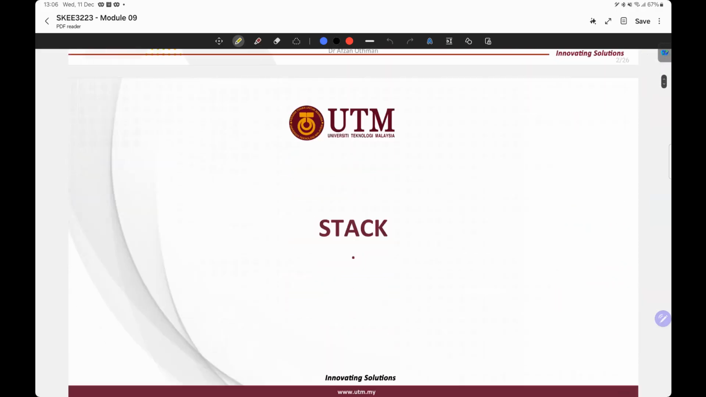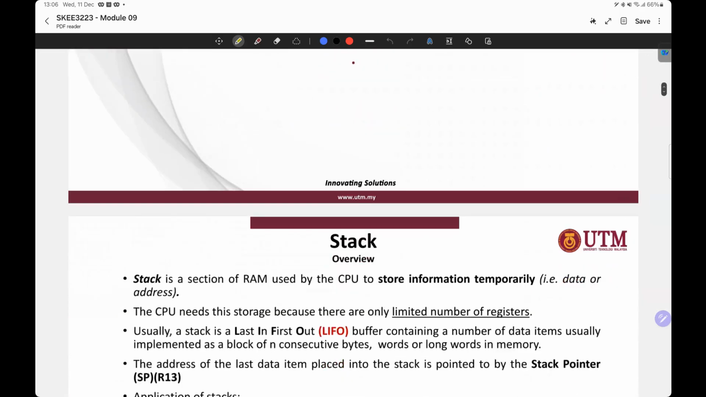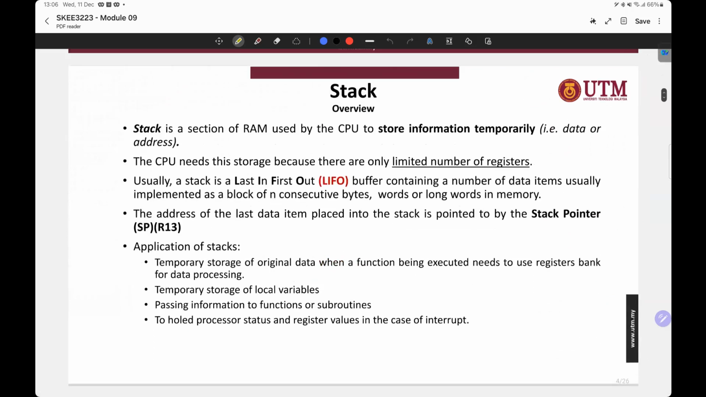What is the stack? Why is the stack important? Every time you're going to use a subroutine. So the stack is a section of RAM used by the CPU to store information temporarily, which is either data or an address.